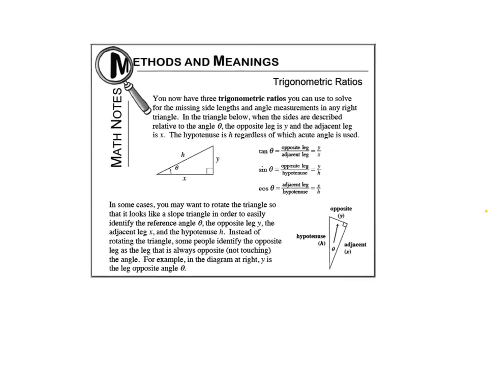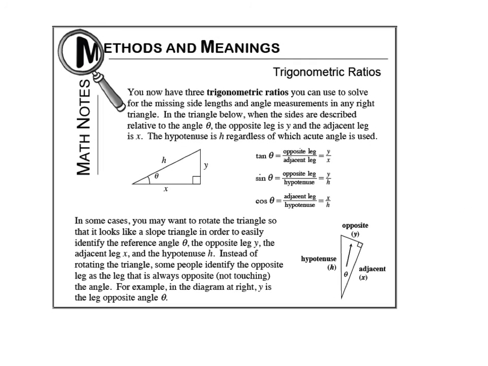So again, just to reiterate, we now have 3 trig ratios to be able to use to solve for missing side lengths and angle measurements in any triangle. And so this is the same math notes that we took down yesterday. If you have questions on this stuff, by all means, continue to stop by my office hours.